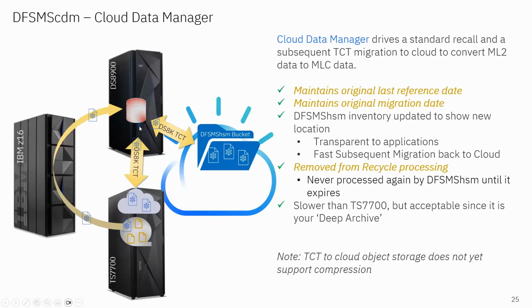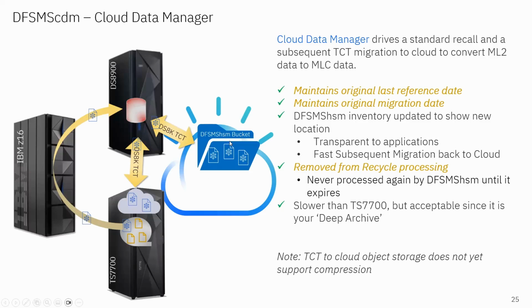So one use case is, maybe I want to keep a year's worth of my migration data in the 7700. If it's older than a year and I haven't recalled it, I want to move that to maybe an archive, a deep archive. And CDM can do that. You can say, hey, CDM, select data that's older than a year that's never been referenced, and it will do this process for that data. And now this very cold data is out in object storage.